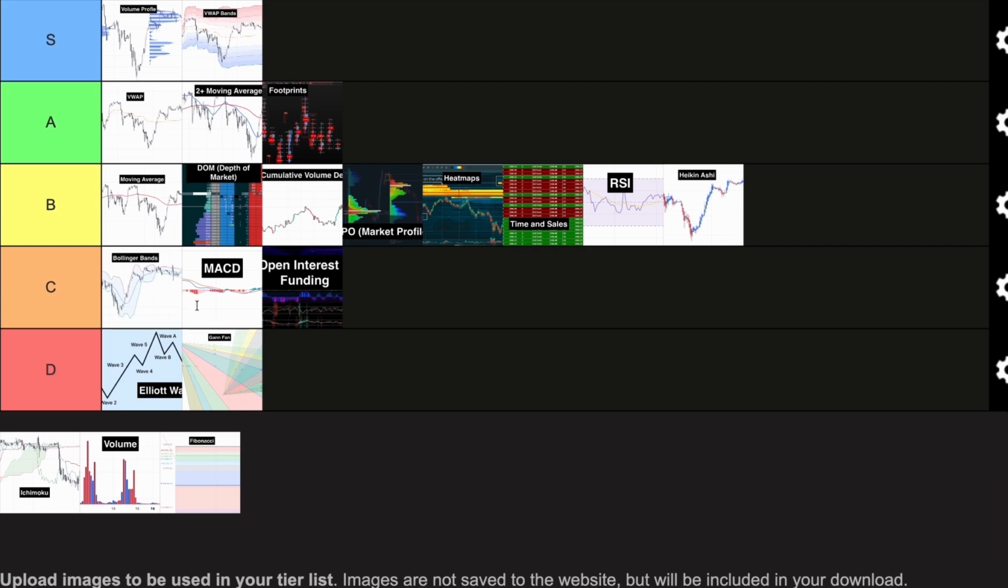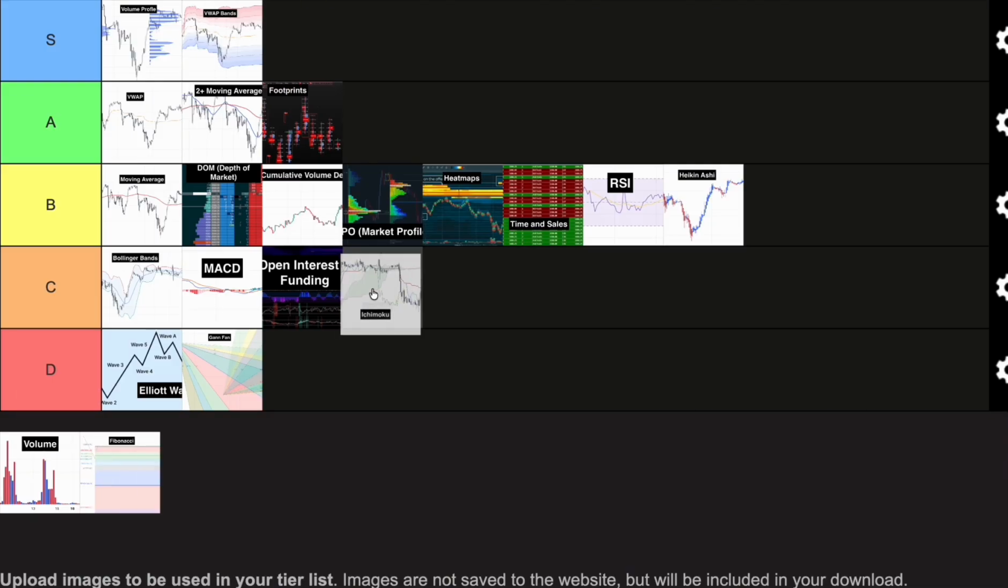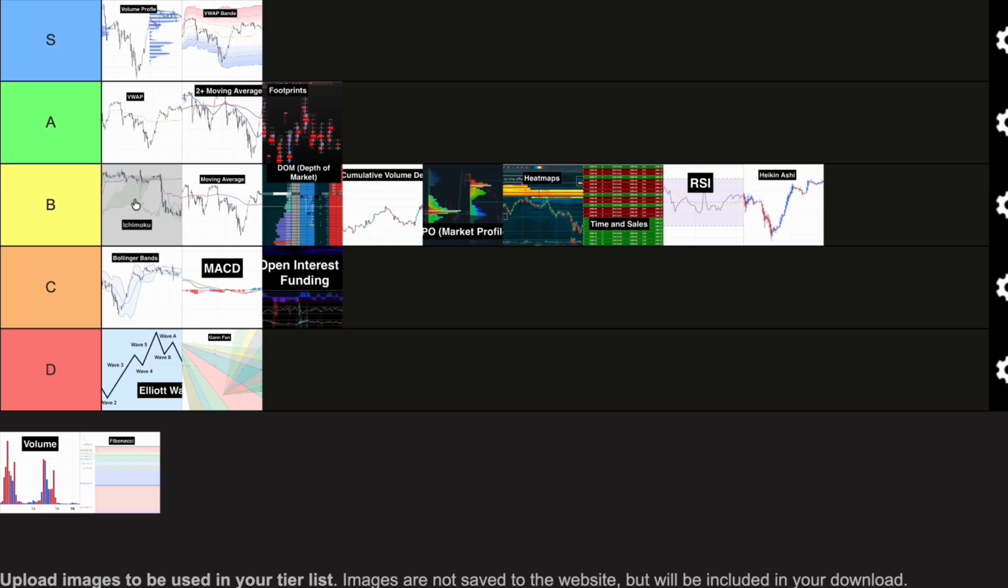So it's just alright. And then another one would be Ichimoku. Ichimoku, I would put in B as well. It's great to use if you're intraday, great to use if you're a higher time frame trader, if you're a swing trader.